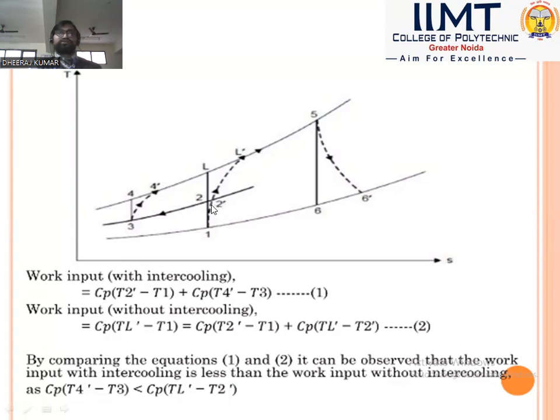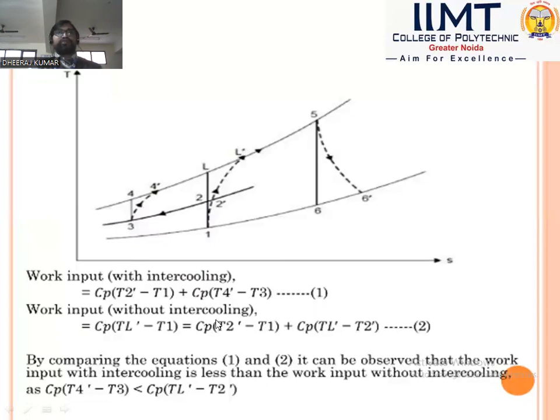Actual compressor work. So actual process is 2 dash to 1 and 1 to 2 is ideal process. So H2 dash minus H1, enthalpy is the function of temperature. So H2 dash minus H1 is written as Cp (T2 dash minus T1), plus the work input through the high pressure compression process, Cp (T4 dash minus T3). This is the equation.